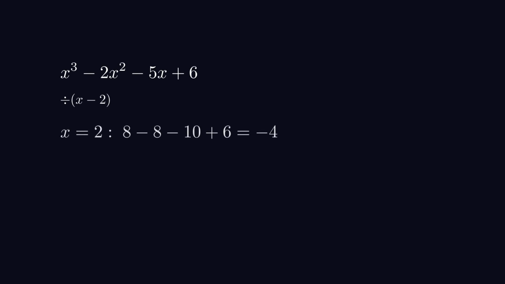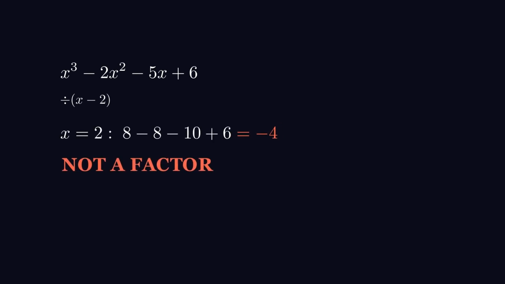Now, is x minus 2 a factor of x cubed minus 2x squared minus 5x plus 6? Plug in 2. 8 minus 8 minus 10 plus 6. Negative 4. Not 0, so nope. Right on. 2 seconds. No division. That's power, partner. And now, the grand finale.